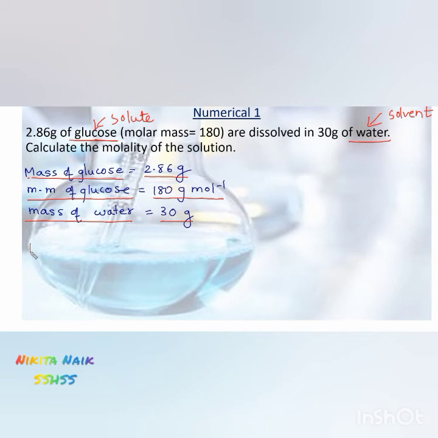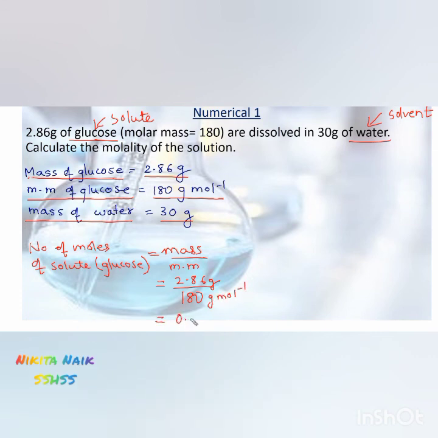Hence we can calculate the number of moles of solute, that is glucose, which is equal to mass of glucose divided by molar mass of glucose, which is equal to 2.86 upon 180. And the answer here we get is 0.0158 mole.